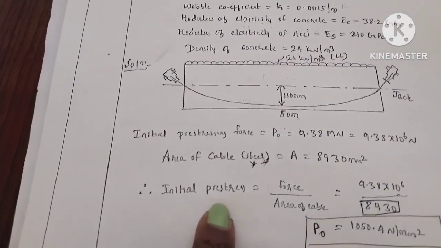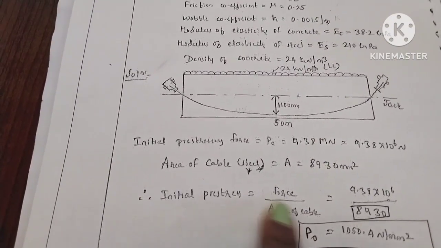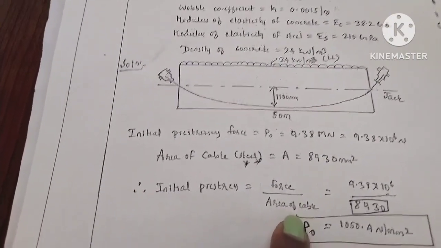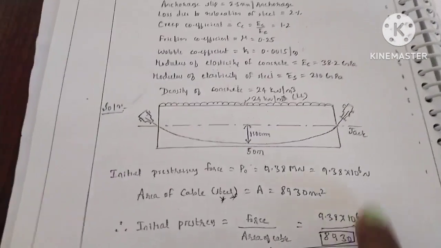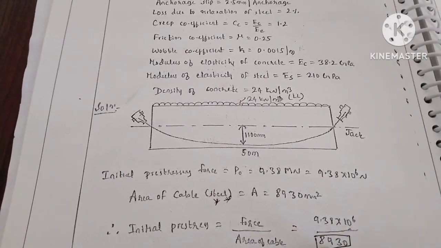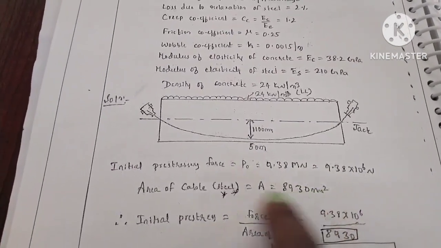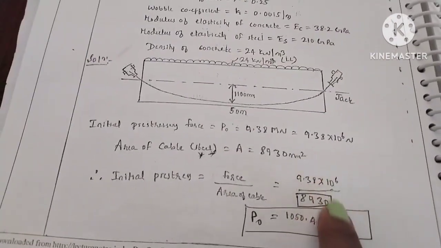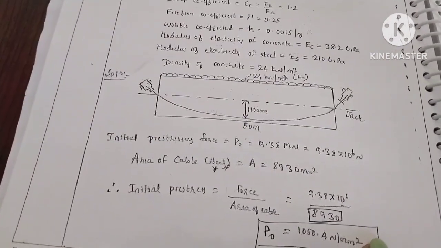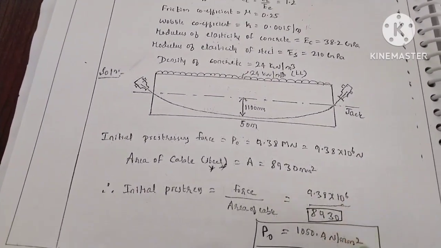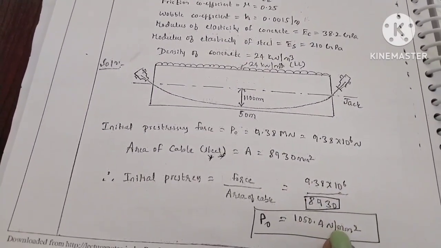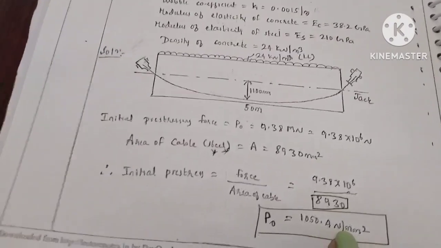Therefore, let us calculate the initial pre-stress. Initial pre-stress is equal to force divided by area of cable. The force is 9.38 and the area of the cable is 8,930. Area of cable or steel, it is one and the same. When we simplify it, we get 1050.4 Newton per mm square.